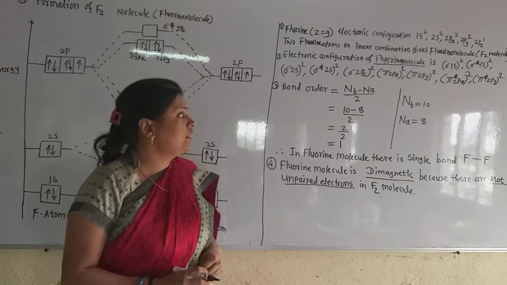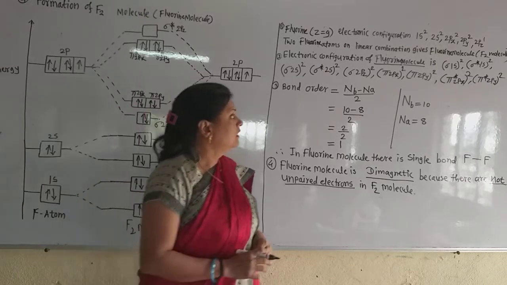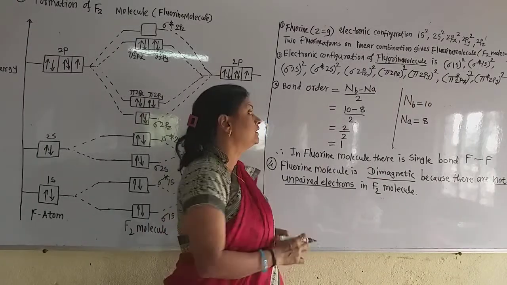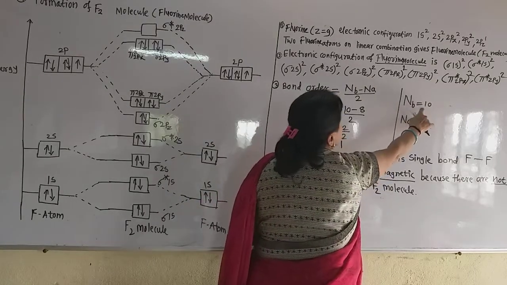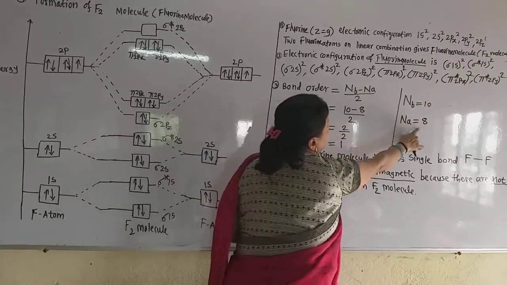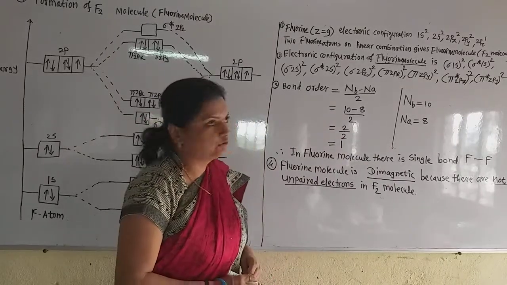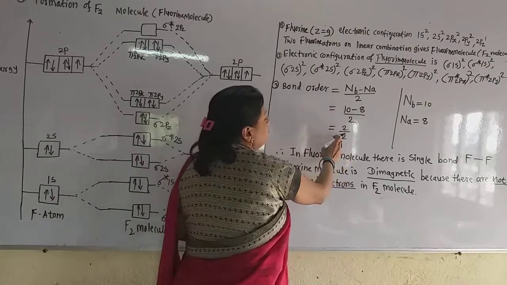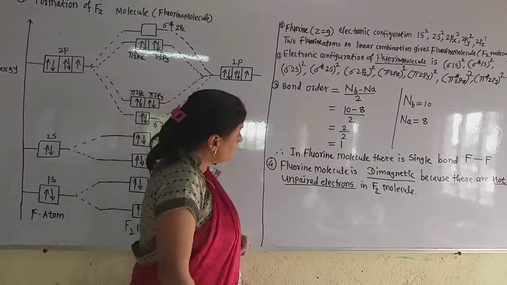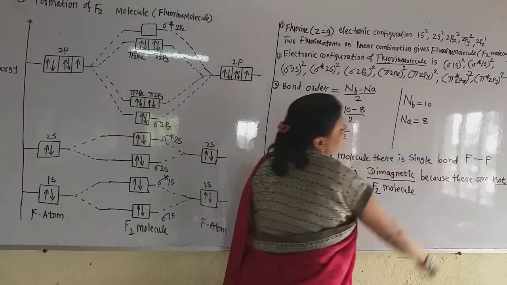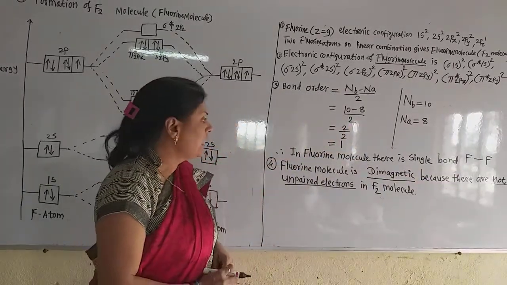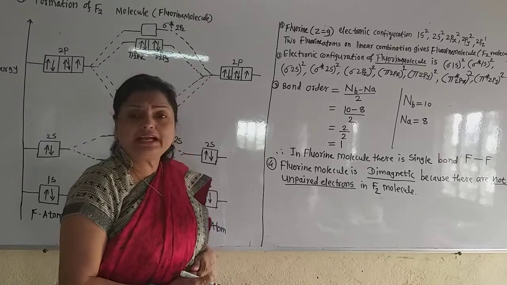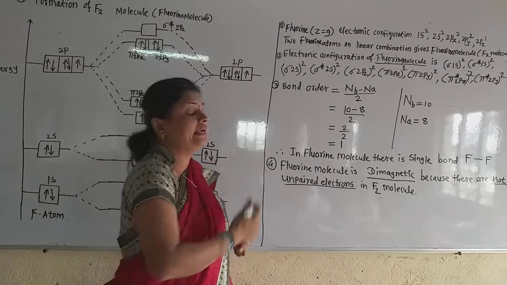If we count the bonding electrons and anti-bonding electrons, the bonding electrons are 10 and the anti-bonding electrons are 8. Star orbitals have the anti-bonding electrons. So 10 minus 8 divided by 2, 2 divided by 2, is equal to 1. Therefore in the fluorine molecule there is only a single bond, F-F. And fluorine is a diamagnetic molecule because there are no unpaired electrons in the fluorine molecule; all electrons are paired.